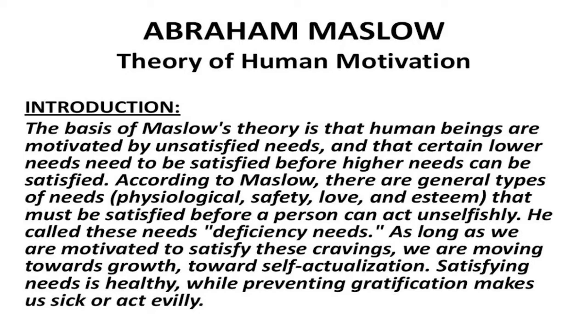Maslow divided the needs into general types: physiological needs, safety needs, love, and esteem. Physiological needs are roti, kapda, makan. Safety needs mean wherever you are, you will be safe in your life or in your job. Love is when you seek others' love and extend your love and affection to society. Esteem is when you would like to become a prime minister or president, or a seer. That must be satisfied before a person can act unselfishly.